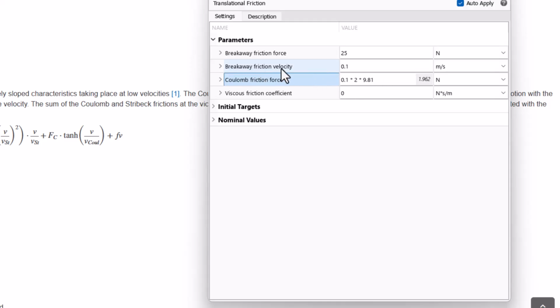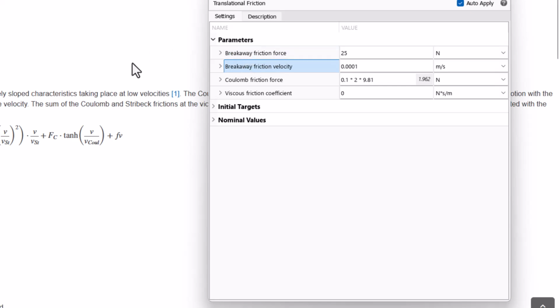How about the breakaway friction velocity? Just set it to some small number. 0.1 suffices, but you can go smaller too. I go with 1 times 10 to the power of negative 4.